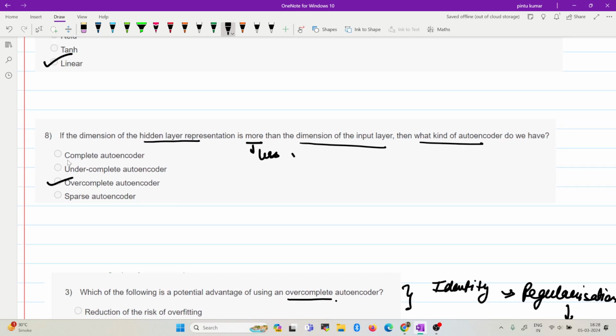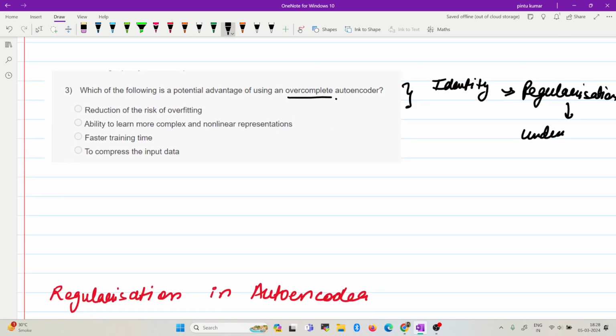Okay. So one thing that your overcomplete autoencoder can do is it can learn more complex and nonlinear representations. If you have an undercomplete autoencoder, its focus would be more on compression of data. And if you have a regularized overcomplete autoencoder, it can learn more complex and nonlinear representations for you. Okay, so this is one good option.